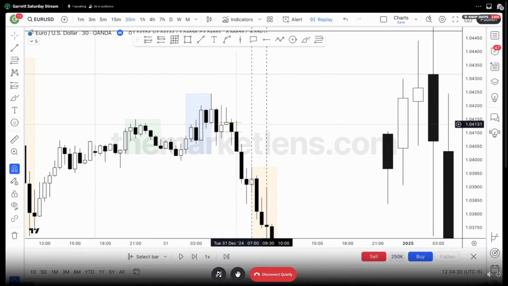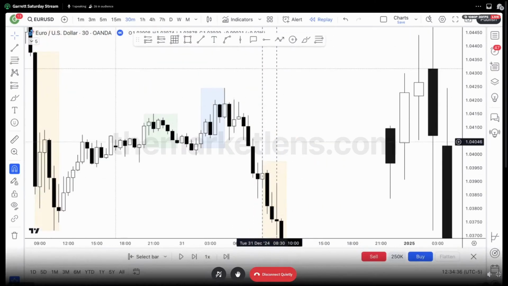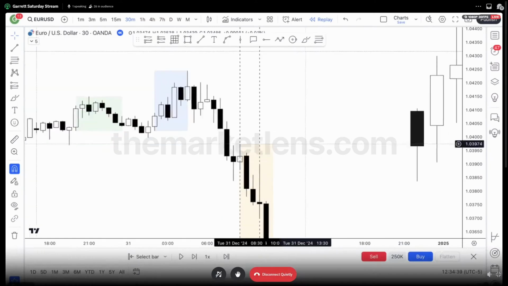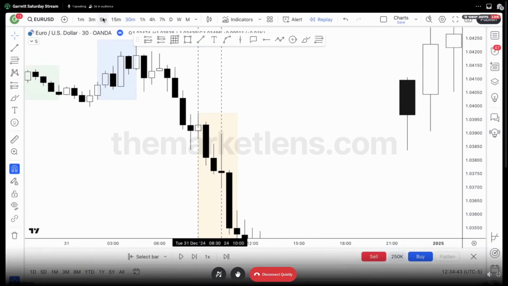So there's your expansion model trade right there. What about the fractal model? Here, I don't really see much, but here for distribution away from the high of the day, you have some 30-minute examples, which I'll go over real quick.